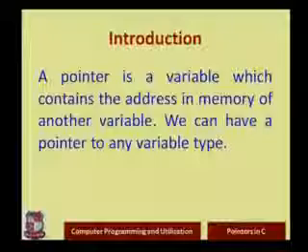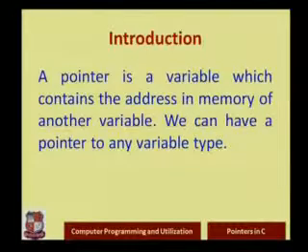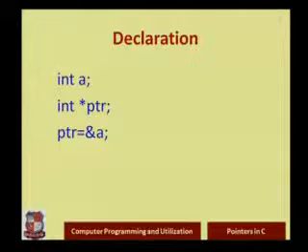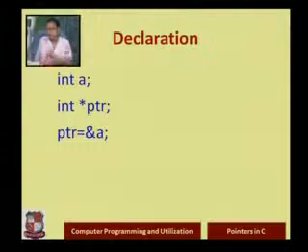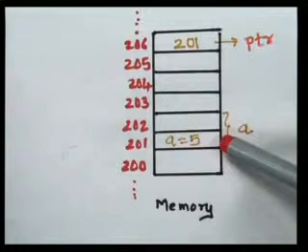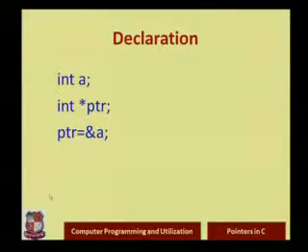Now we can define a pointer to be a variable which contains the address in memory of another variable. We can have a pointer to any variable type. Let us see how to use pointer variables. I want to store the address of integer a, the variable a inside my memory. So what do I need? I will need one pointer variable ptr. In order to declare a variable to be of pointer type, I should write int star ptr.